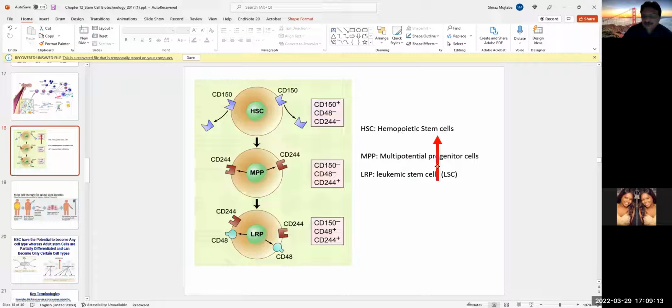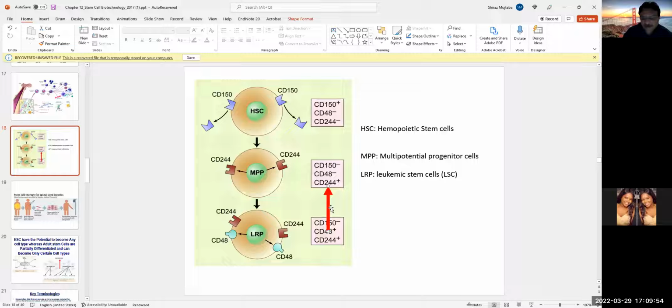So hematopoietic stem cells, which could give rise to blood cells, are CD150 positive. Multipotential progenitor cells are CD244 positive. So CD is cluster of differentiation representing a specific type of cells, and numbers like CD1, CD2, CD3. While I was doing my PhD, these things were emerging, the nomenclature, because nomenclature is important to communicate at an international level, at a global level, so that we can speak the same language.